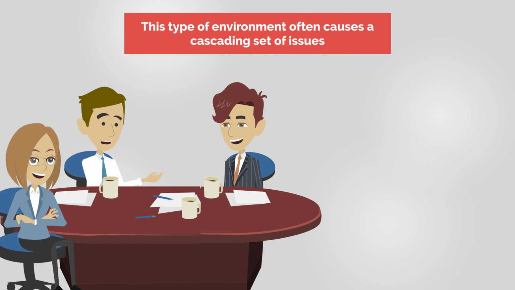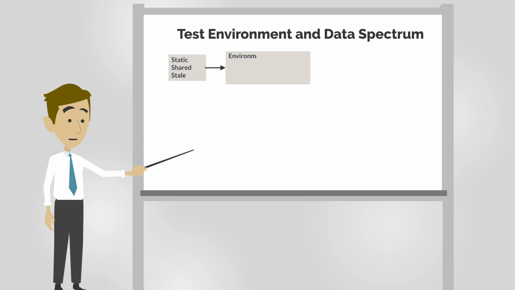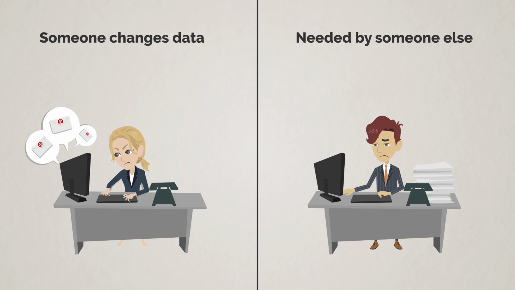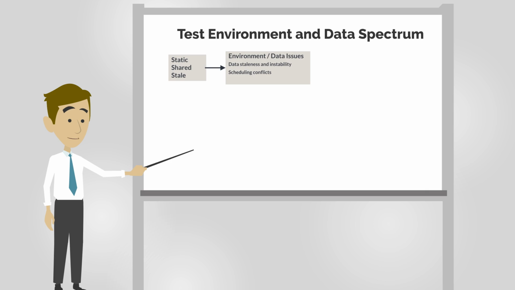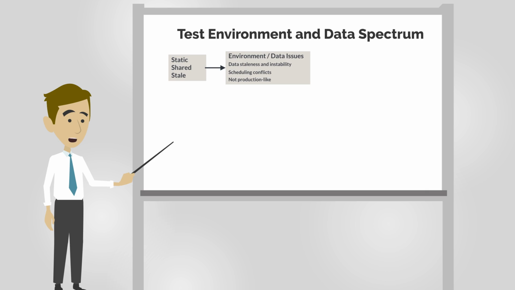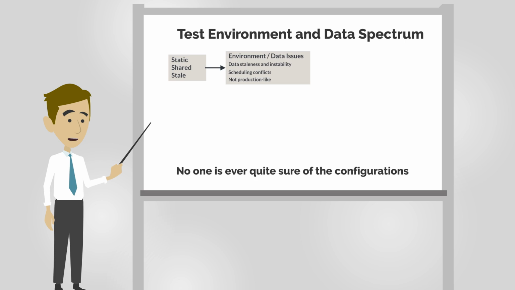This type of environment often causes a cascading set of issues. Because they're shared, that causes instability in the data. Someone changes data that is needed by someone else, and depending on the approach to managing the data, and often there isn't one, the data is probably stale. We also have scheduling conflicts. Maybe UAT is trying to do their work, but you also need to run a load test. And it's probably not very production-like either. Very often not in size or shape, but also no one is ever quite sure what the configuration is.